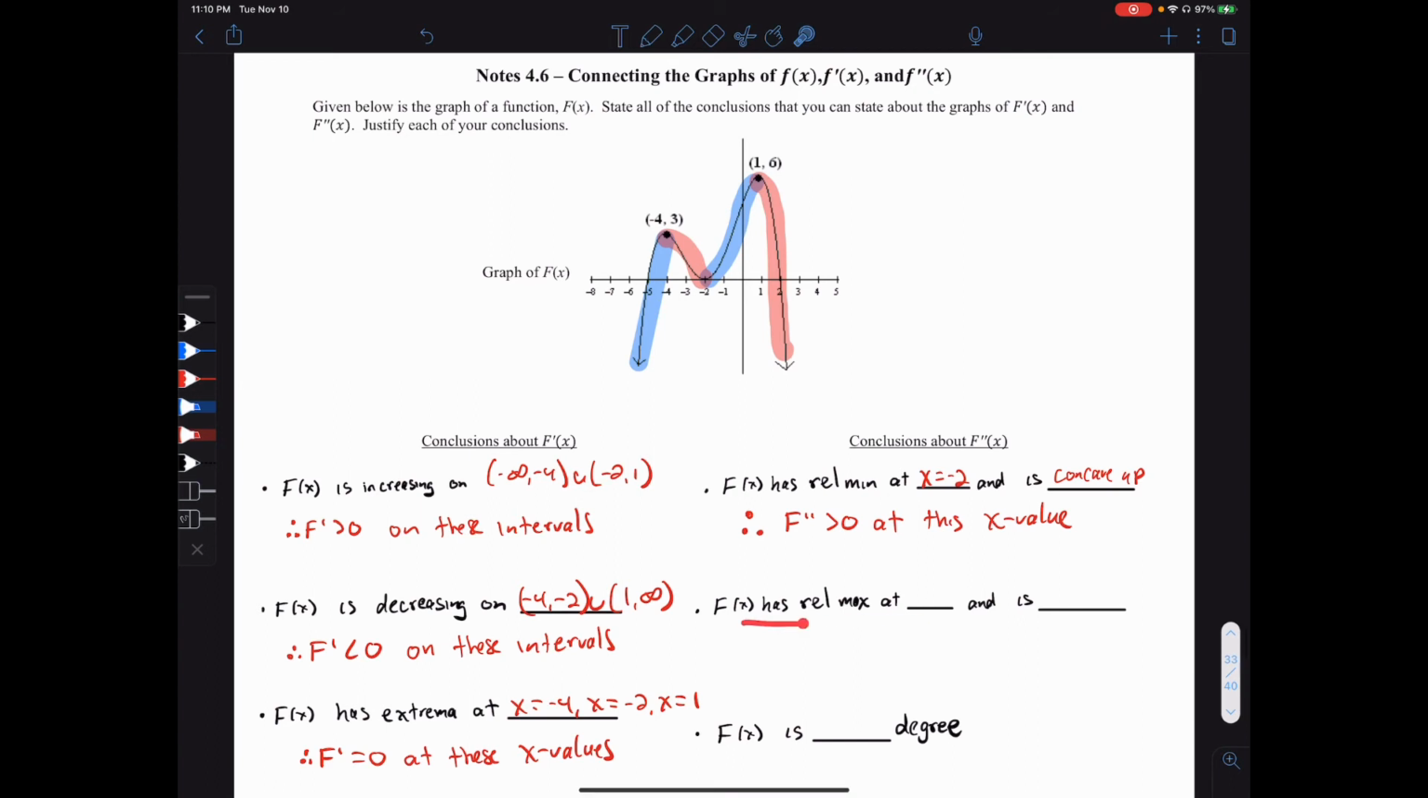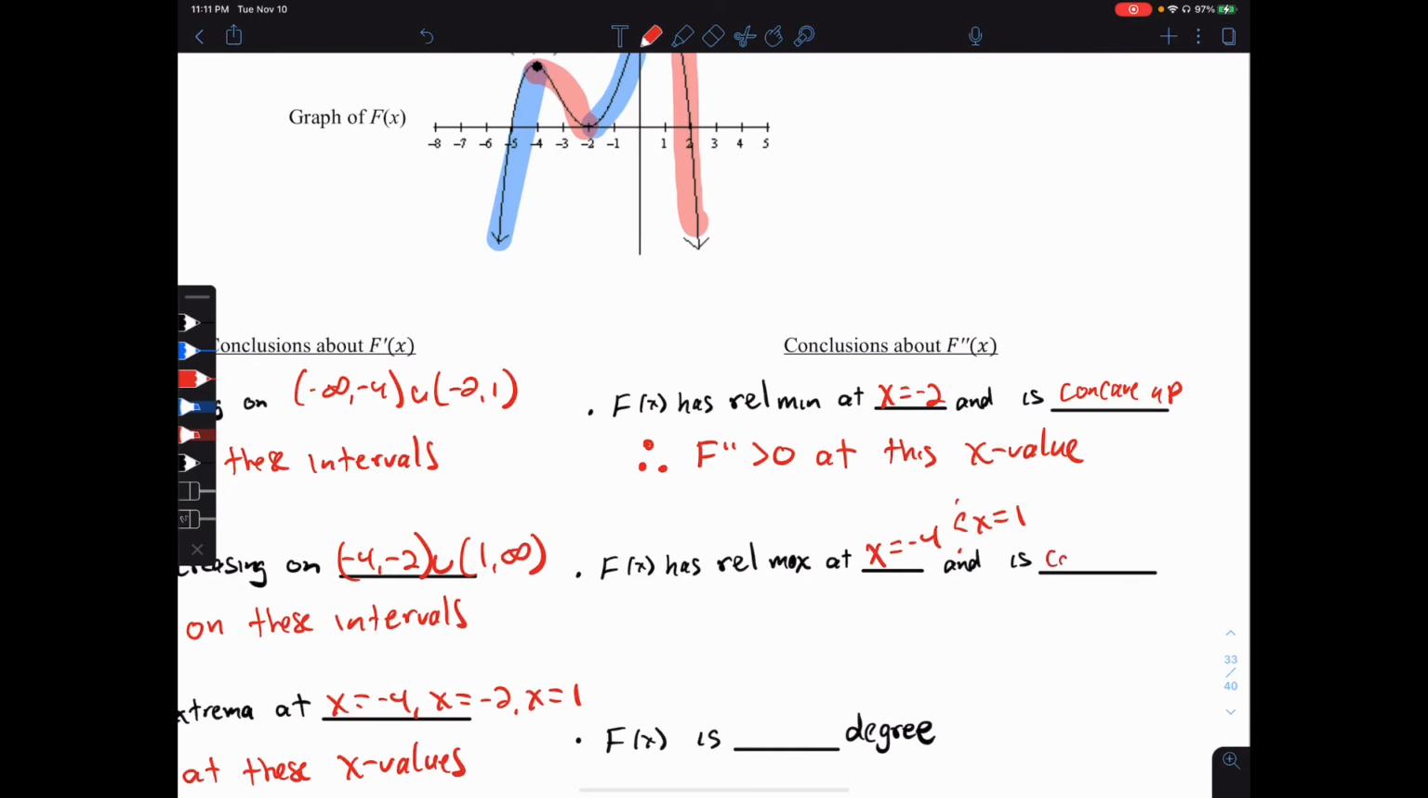f has relative maximums at x is negative 4 and 1, and it's also concave down there. So the conclusions we can make about f double prime is that it's bigger than 0 at these x values.